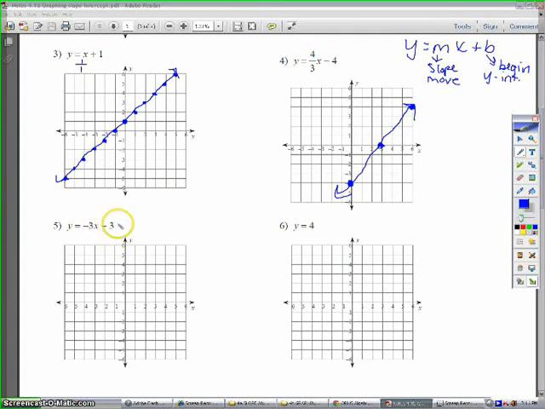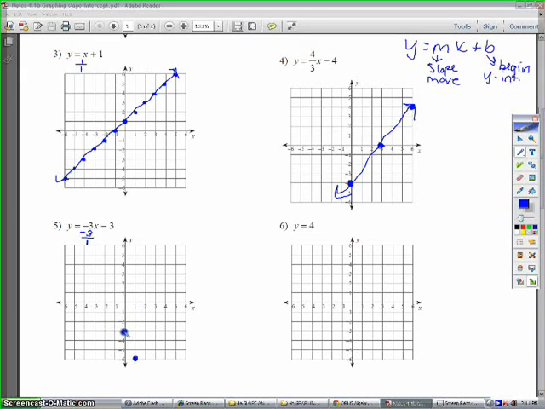Number 5, I'm starting at -3, so I'm going to find -3 on my y-intercept, and my slope is -3. I can rewrite that as -3 over 1, so that means I'm going to go down 3, 1, 2, 3, to the right 1, and that's the only point I can put on the right side. And I'm going to repeat the pattern at the top.